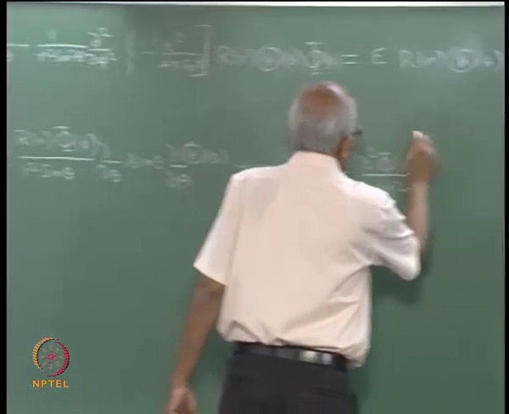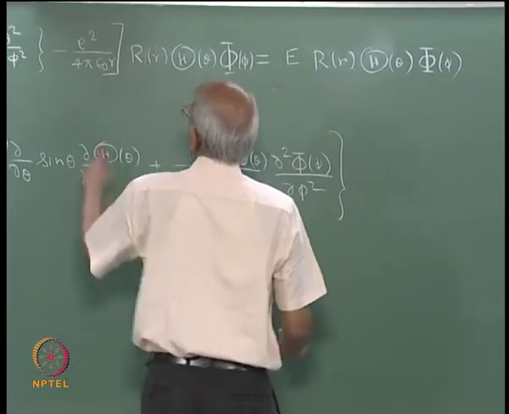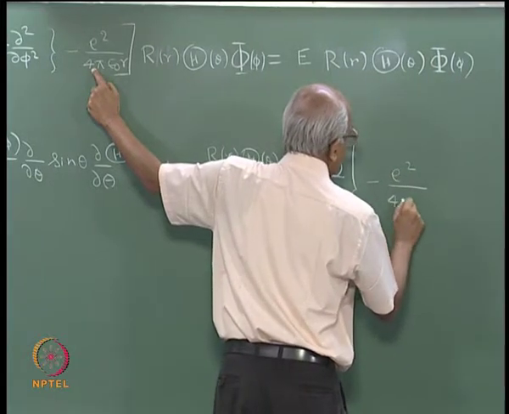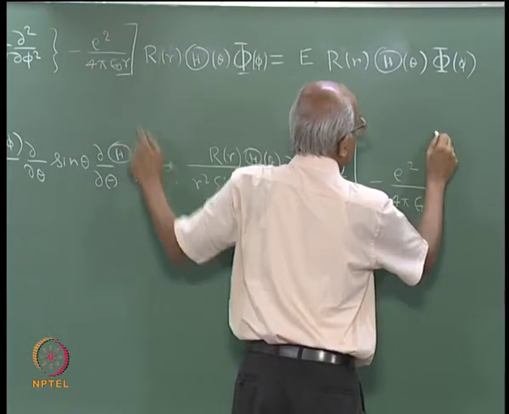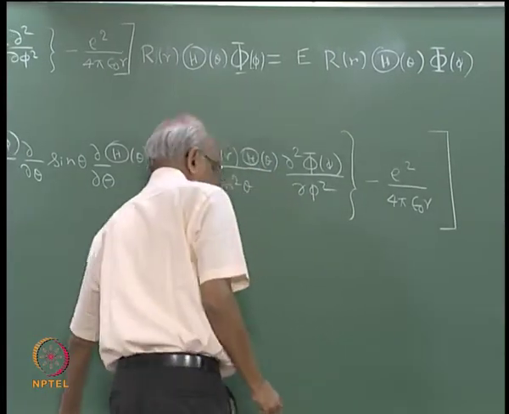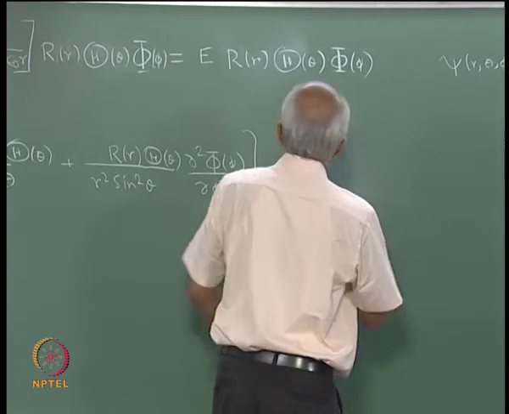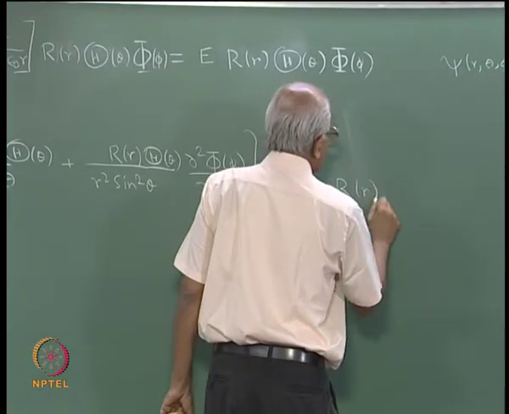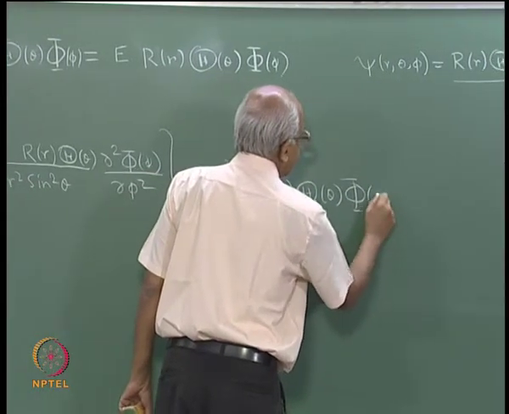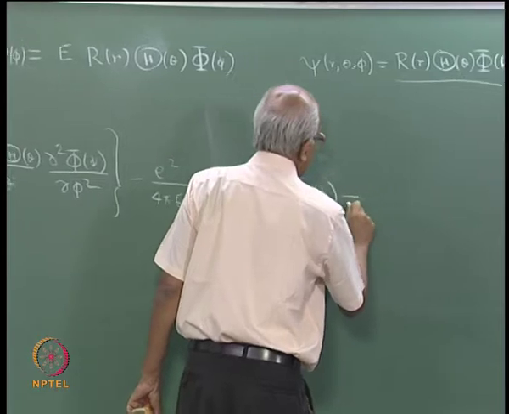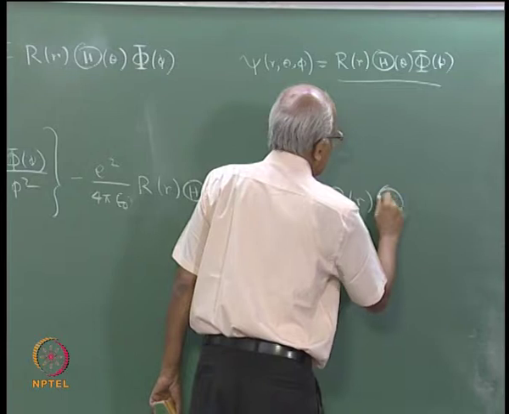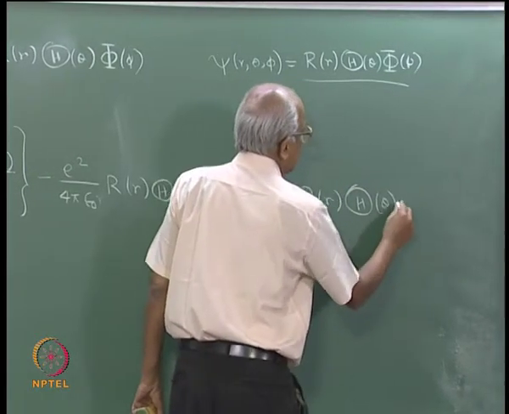And let me now complete this bracket, then write this term, which is minus e square divided by 4 pi epsilon 0 r. I have forgotten to put capital R, capital theta, capital phi of phi, and that is actually equal to E into capital R of r, capital theta of theta, capital phi of phi.